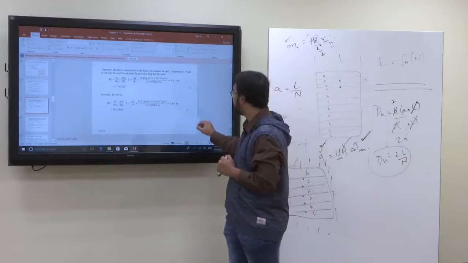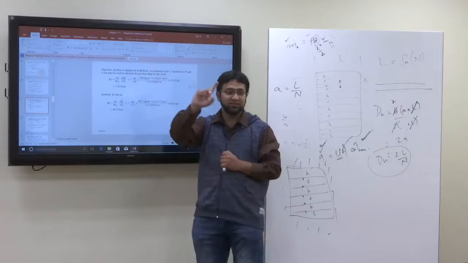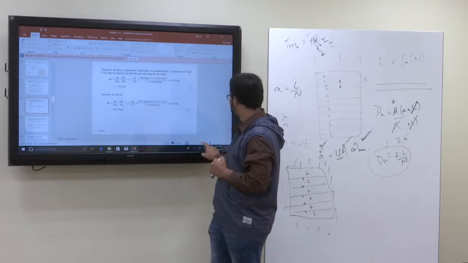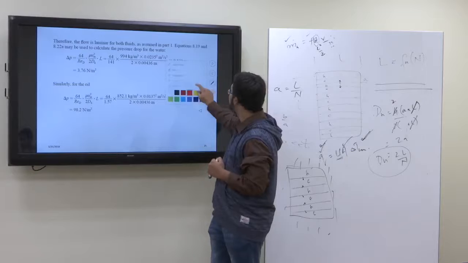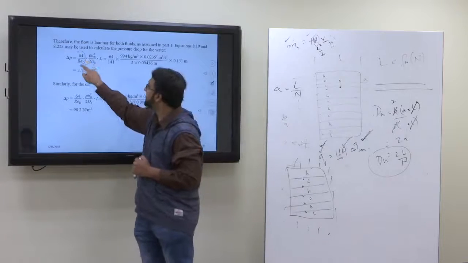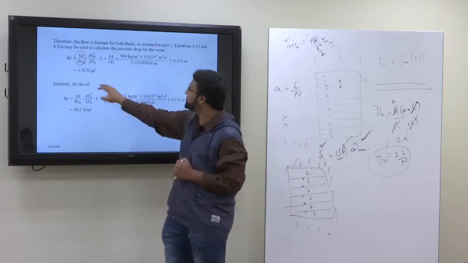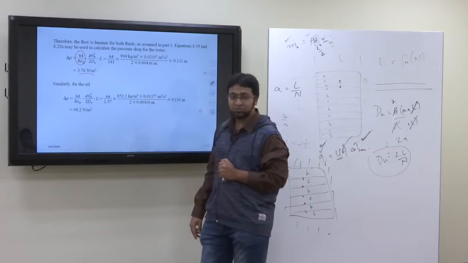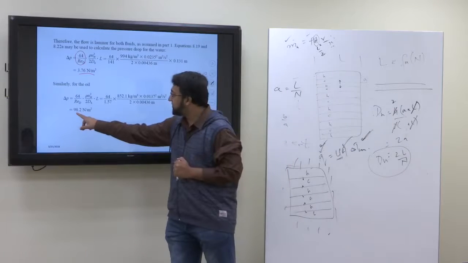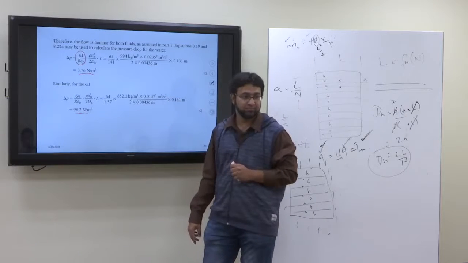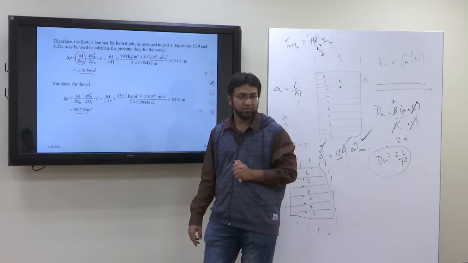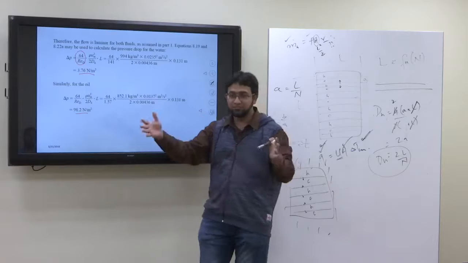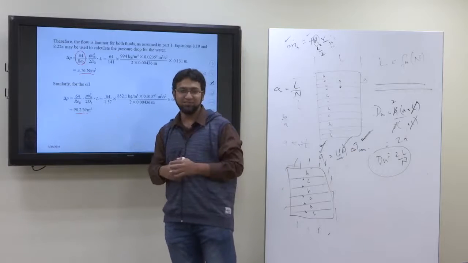So now, because we know that it is laminar flow, we are using f as 64 by Reynolds number here. Substitute all the values, and you get delta P equals this thing, for the case of water, and for the case of oil, delta P comes out to be this thing. So substituting all the values.